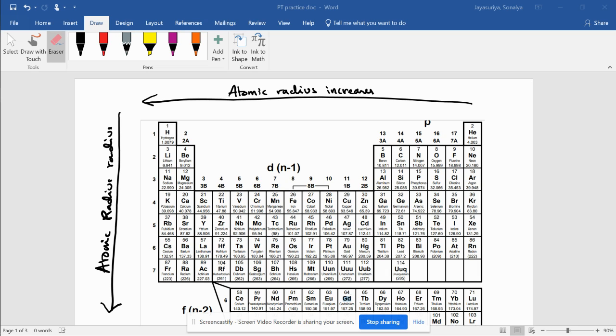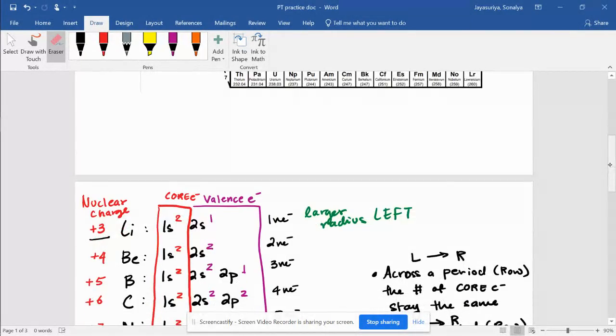Okay, hi everybody. I'm just giving you a quick review of atomic radius trends on the periodic table. I've marked it out on the periodic table here. The atomic radius increases as you go down a group, and the atomic radius increases as you go from right to left across a period. Remember, periods are rows and groups are columns.